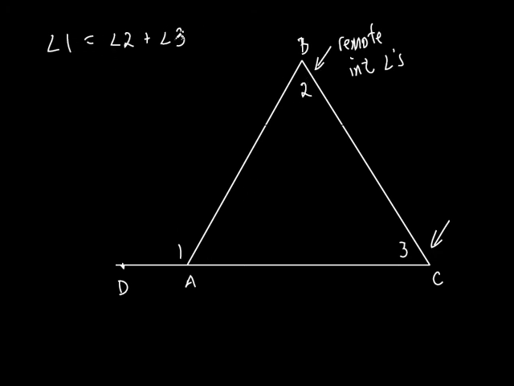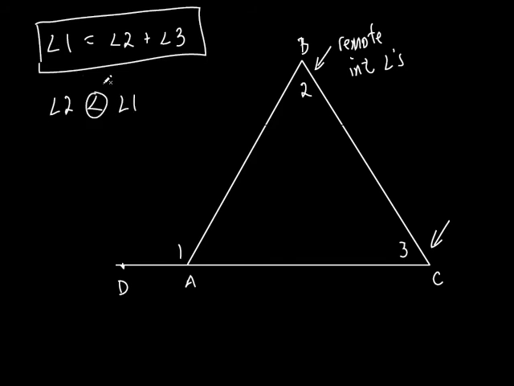So angle 2. If angle 2 plus angle 3 are equal to angle 1, what do you think I can say? I could say that angle 2 must be what? Less than which one? Without even looking at the picture, I can just look at this thing right here. What can I say about angle 2? Angle 2 must be what to angle 1? Must be less than angle 1.